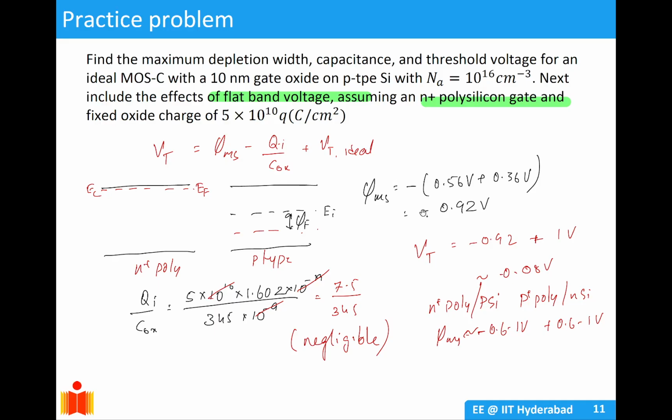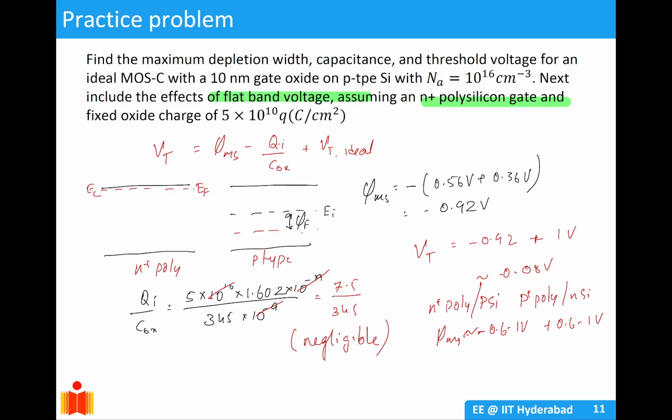So it will be negative of that, because your gate Fermi level is above your semiconductor Fermi level, so phi ms is negative. Next you calculate your Qi by Cox, which is 5 into 10 per 10 into 1.6 into 10 per minus 90 divided by Cox, which you are given. So this will be almost negligible.